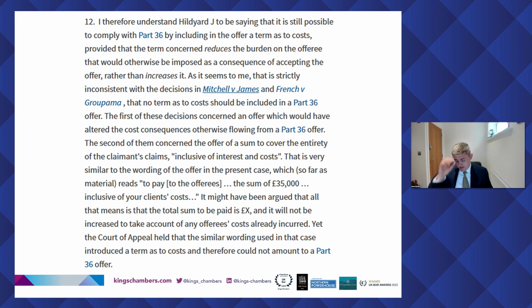I think it's fair to say that His Honour Judge Matthews really put some weight into that and gave it due thought. But essentially, the decision came down against that proposition, and it was held that where you put provisions as to costs, it will not be a valid Part 36 offer. And you can see the analysis on the slide, and it was said that such a conclusion would run contrary to Mitchell and James, French and Group Armour, and that these things shouldn't be contained.